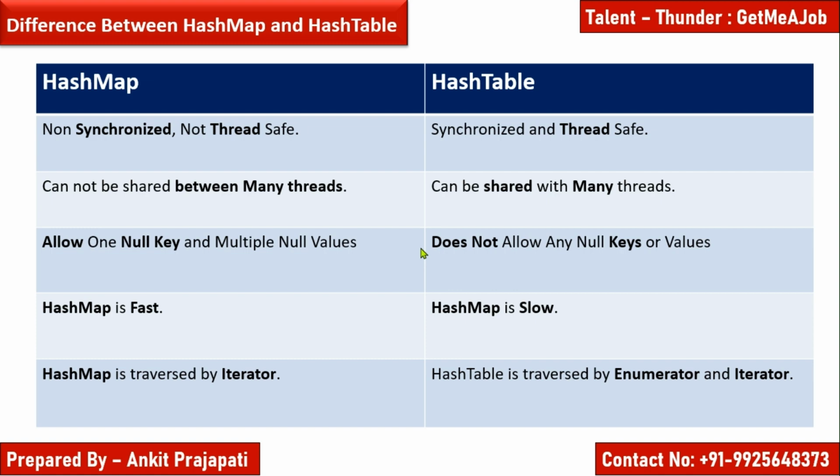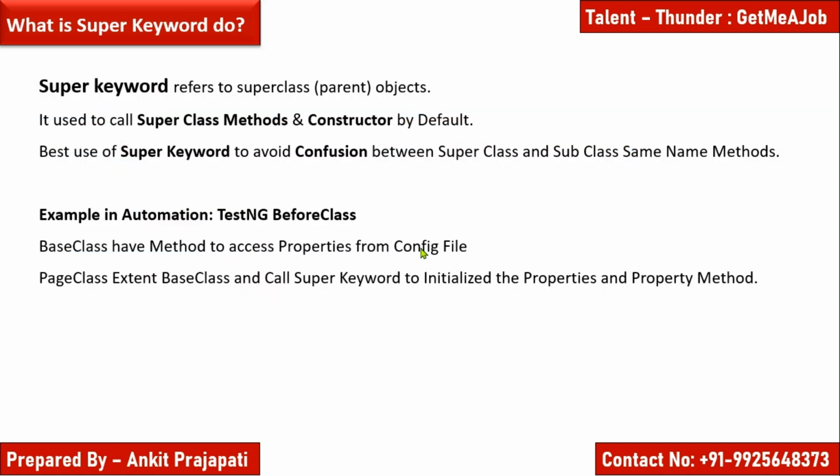If somebody asks you what is the difference between HashMap and HashTable, three out of these five is more than enough, but always speak about the second one and the first one: non-synchronized and synchronized, and allowing one null key and multiple null values versus not allowing any null key or null value. So this is HashMap and HashTable, guys. The next thing will be, what is the super keyword?